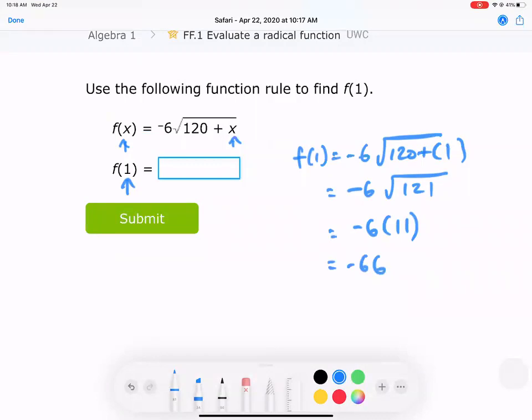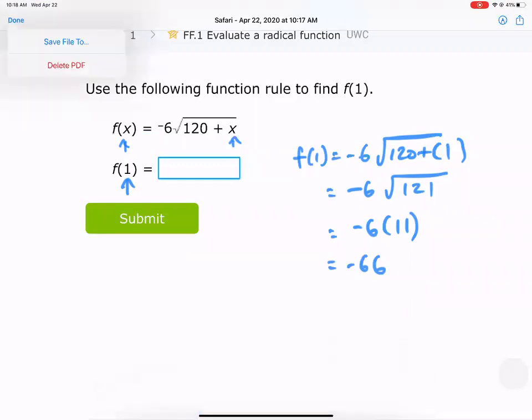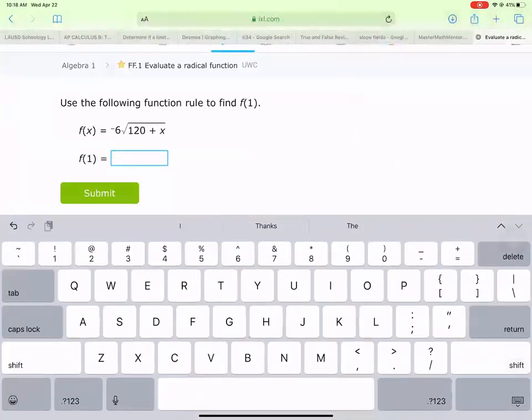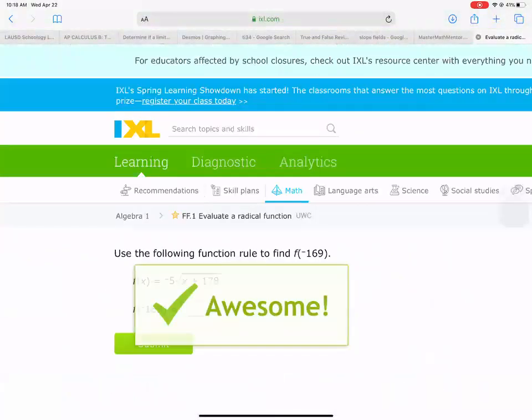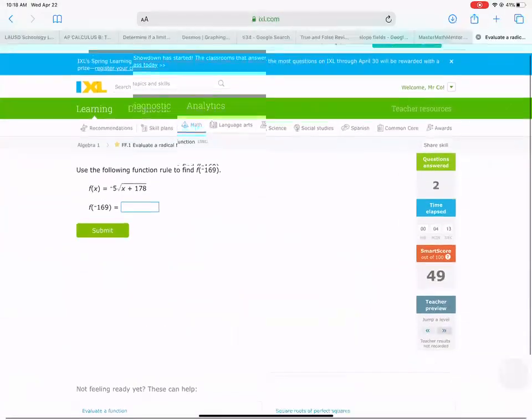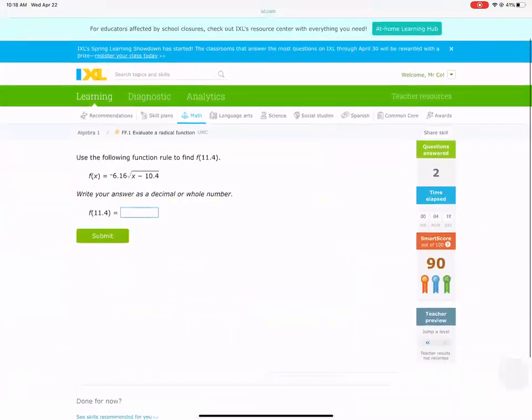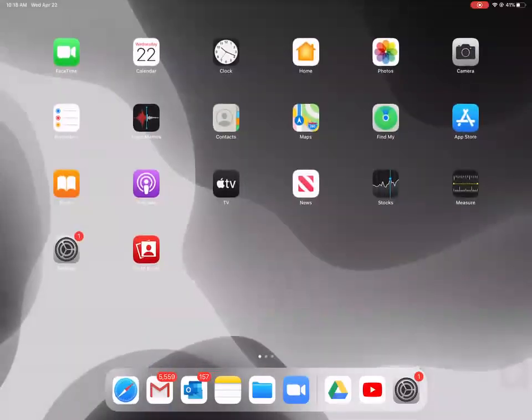And this is just practice with function notation, as we've done before. Okay, we said the answer is going to be negative 66. Awesome. Okay. Does this really get that much more difficult when it comes to practice? No. And then we're into the 90 zone. Oops.